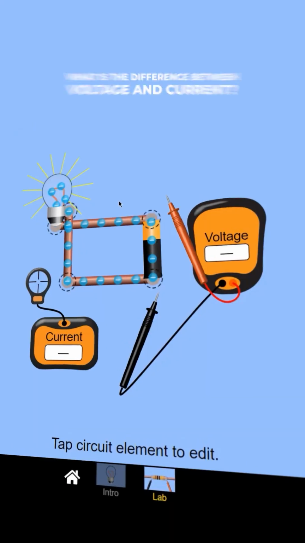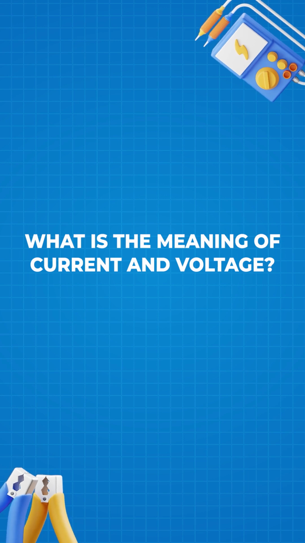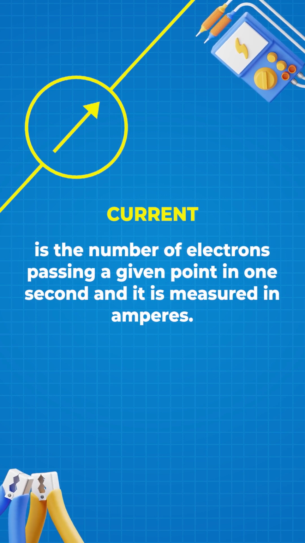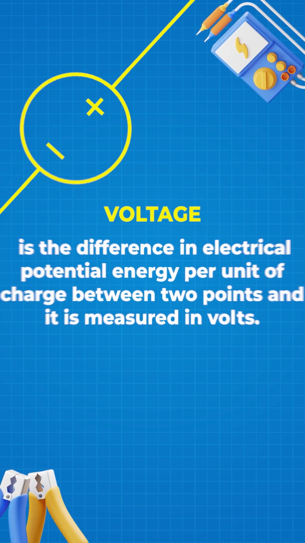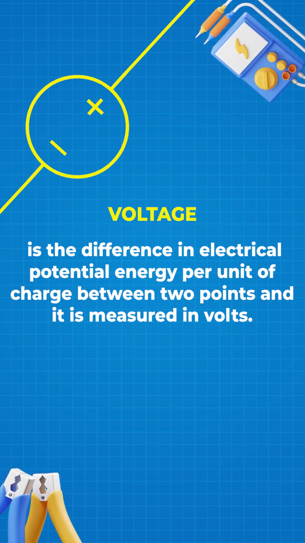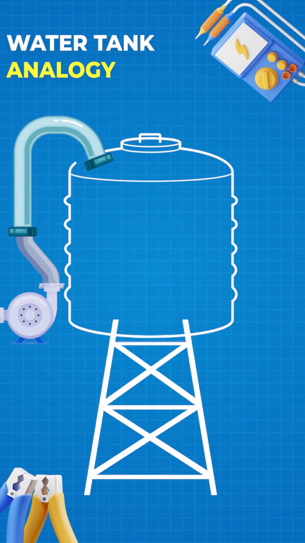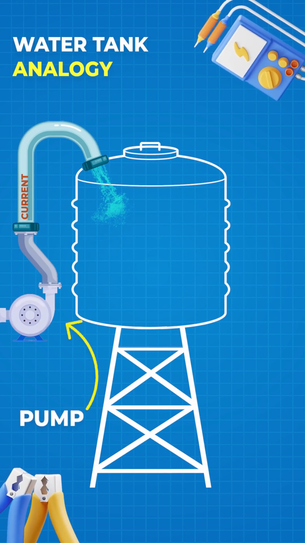Electronics 101. What is the difference between voltage and current? To start, we need to define them first. Current is the number of electrons passing a given point in 1 second, and it is measured in amperes, while voltage is the difference in electrical potential energy per unit of charge between 2 points, and it is measured in volts.